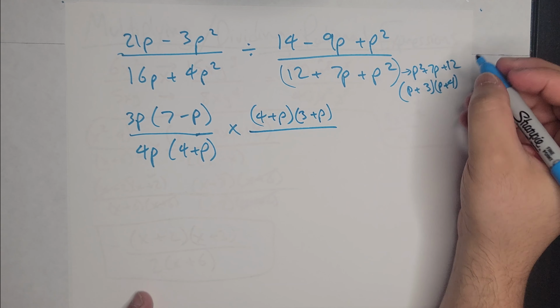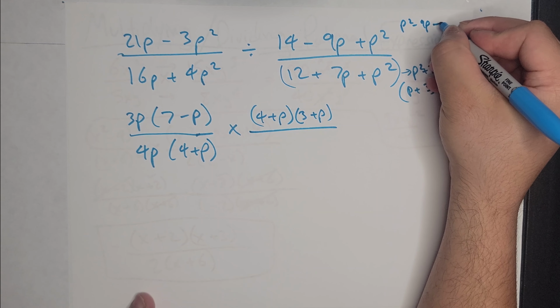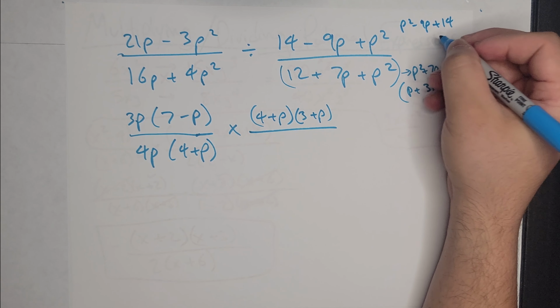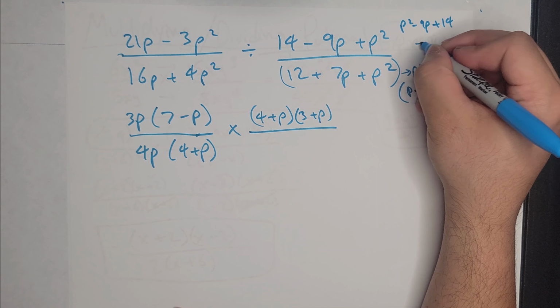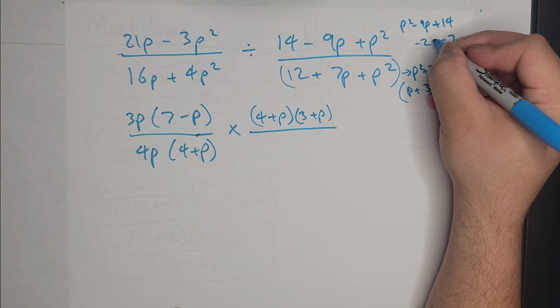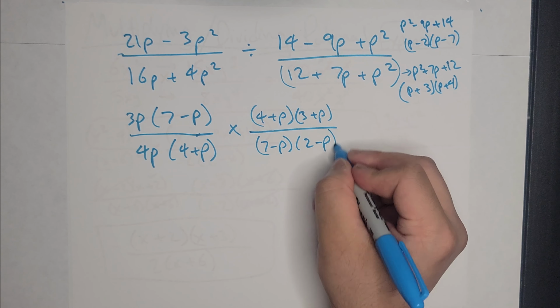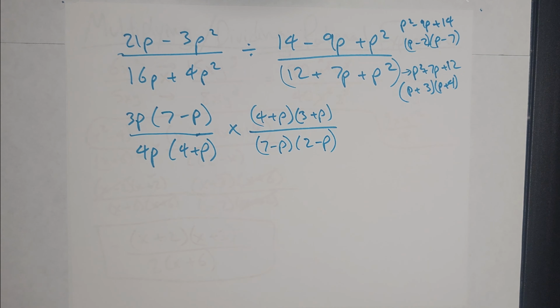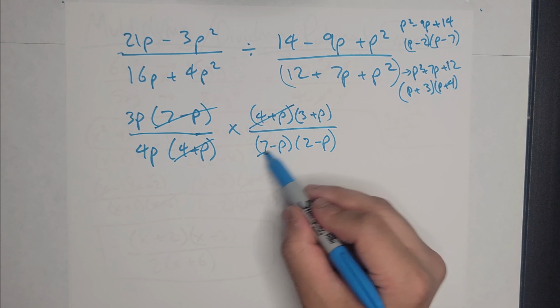And the same goes for the other one. That's p squared minus 9p plus 14. So that'll give me two negative numbers. I'm going to say negative 2 and negative 7. P and p. Yeah, that should work. 7 minus p. 2 minus p. And right away I can see so many things to cancel. 4 plus p, 4 plus p. 7 minus p, 7 minus p.